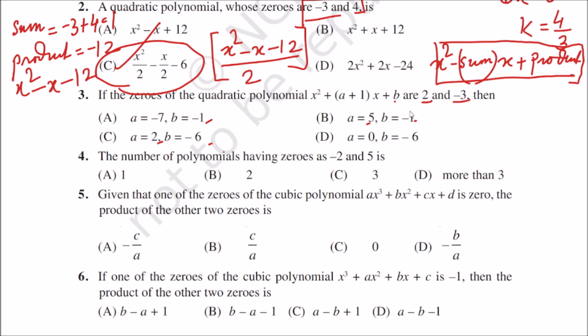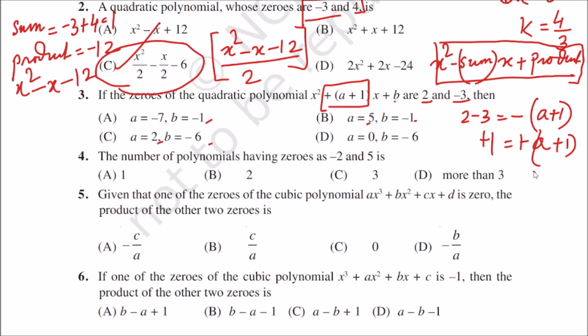So here the sum is minus of a plus 1. So 2 minus 3 is equal to minus of a plus 1. Minus 1 is equal to minus a minus 1. I will cancel minus minus. Then a is equal to 0. Now of course you can find D will be the answer, because only D is the option where a is 0. But still we will do the other part for b.